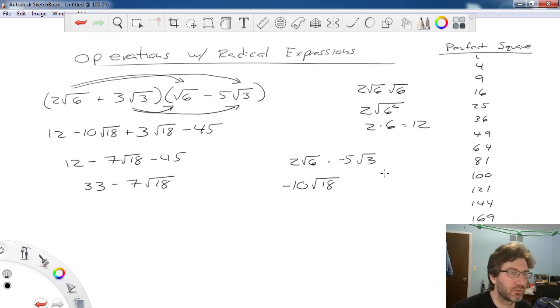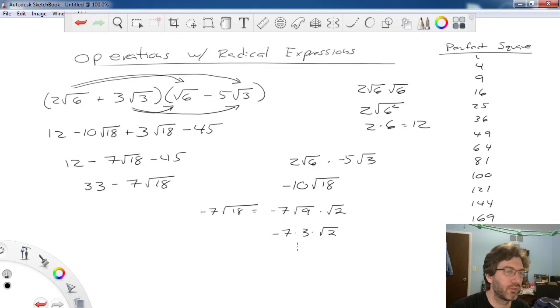I'm just going to do it down here. So this is a negative, so keep that in mind. 7 square roots of 18 is going to reduce down to negative 7 square roots of 9 times square root of 2. Square root of 9 is 3, so negative 7 times 3 times the square root of 2. That becomes 27 square roots of 2. No, 21 square roots of 2, because I can't do math. 21 square roots of 2, and it's negative.